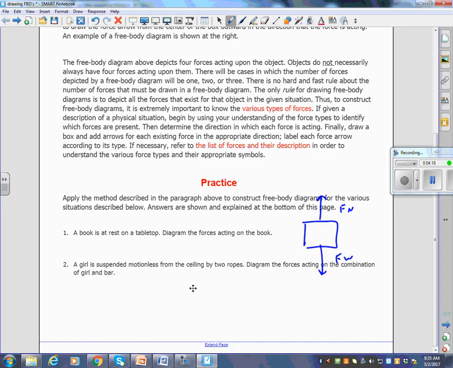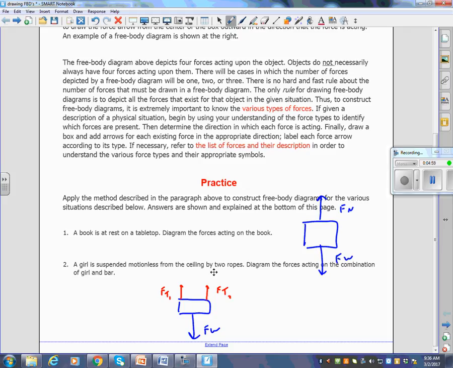0. Right. A girl is suspended motionless from the ceiling by 2 ropes. Diagram the force acting on the combination of the girl and the bar. So you can almost always start with weight force. In this case, because there's 2 ropes, many books would show it as FT, tension force, but there'd be 2 of them. You could label them 1 and 2. You have to remember that the labels are really just your way of communicating what they are in your mind. So you don't necessarily have to follow the same labeling all the time or the same labeling as me. That said, FW is pretty standard, right?